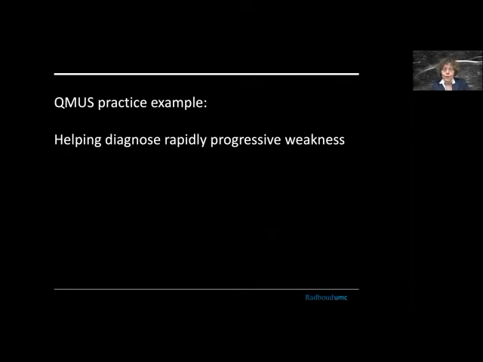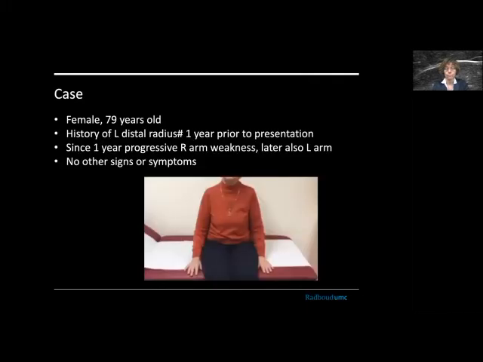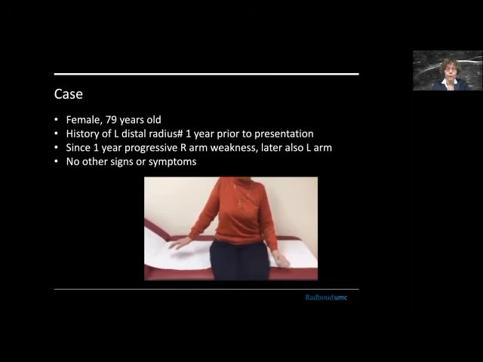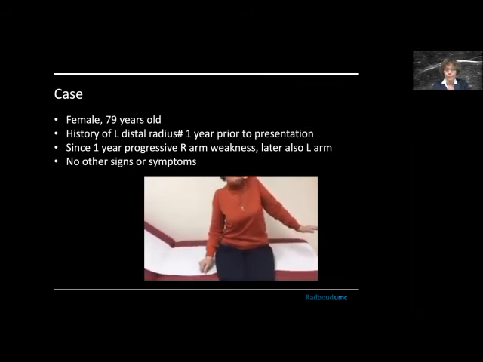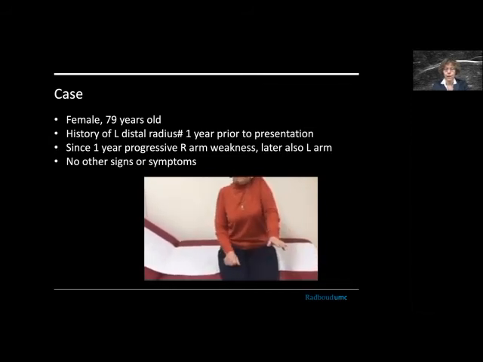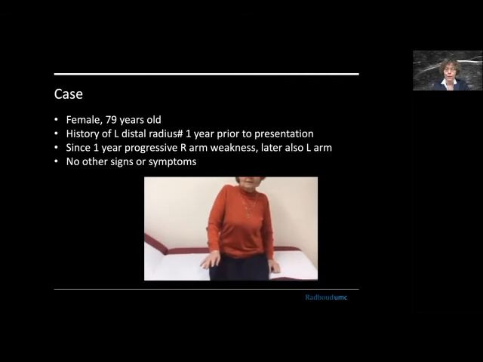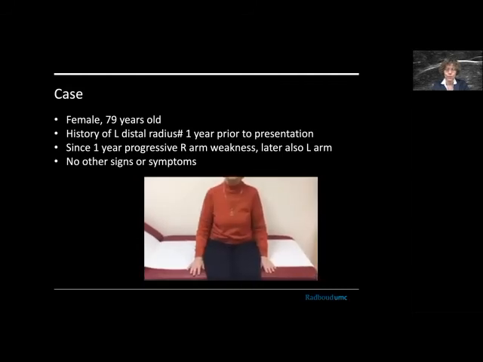Let's look at the second practice example. How could quantitative muscle ultrasound help you diagnose rapidly progressive weakness? Well, this is a 79-year-old female with a history of a distal radius fracture, but then she developed a weakness of her right arm and shoulder. It was progressive. It also included the left arm a few months later, and she had no other signs or symptoms. So no sensory problems.